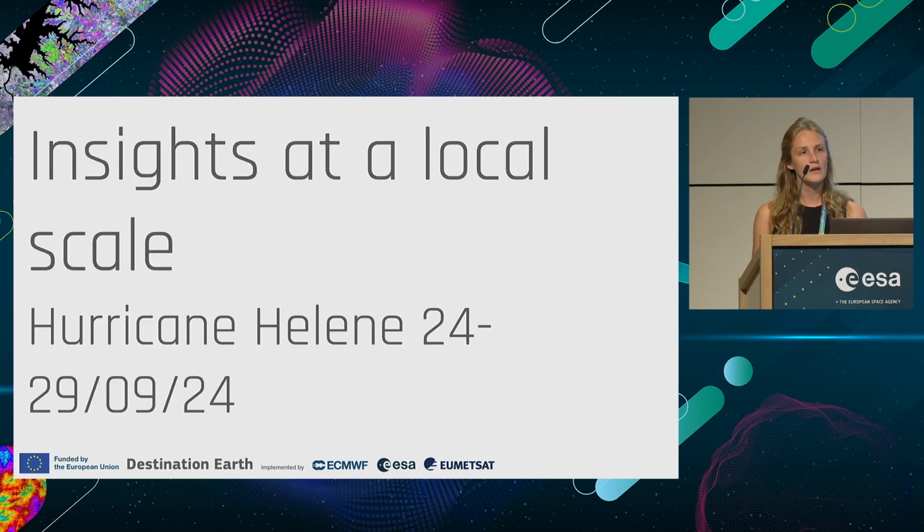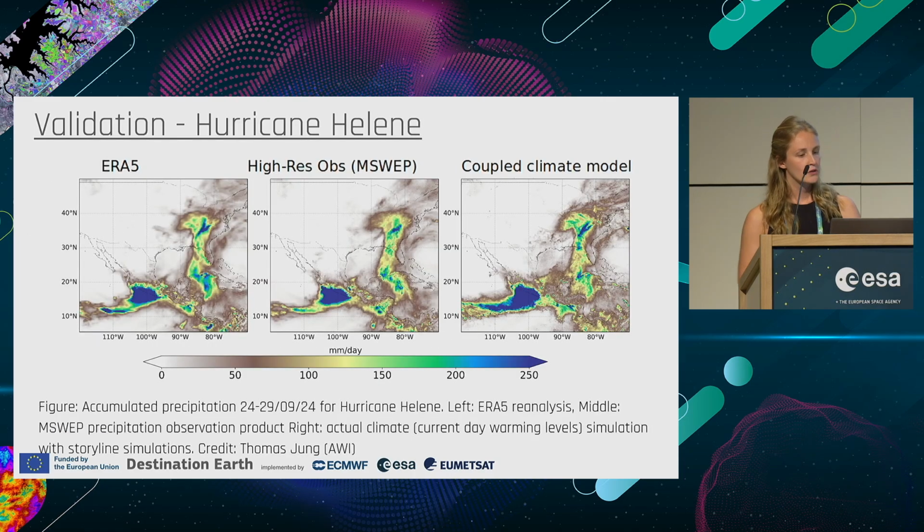And then we can start looking at actual local events. So that's the point of these simulations, right? To understand what was the impact of warming on an event. So this is taking an example from Hurricane Helene. This was an extreme storm that occurred over the Caribbean, east coast of the US in September last year. And again, this is still looking at validation. And I should add, the validation that we're looking at here is for the actual scenario.